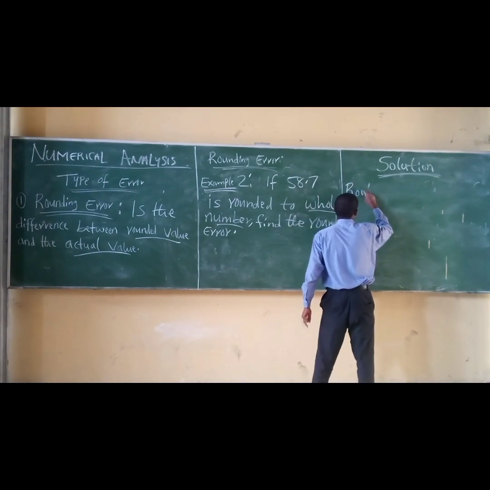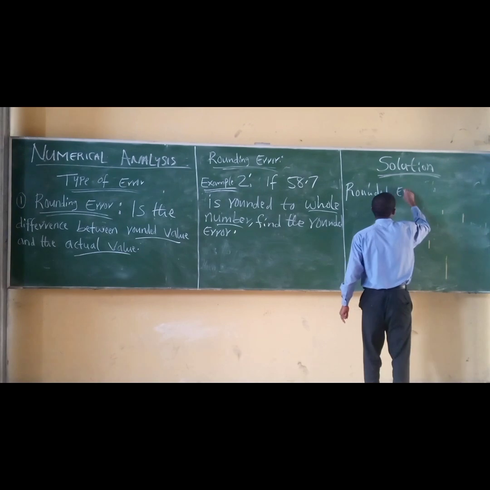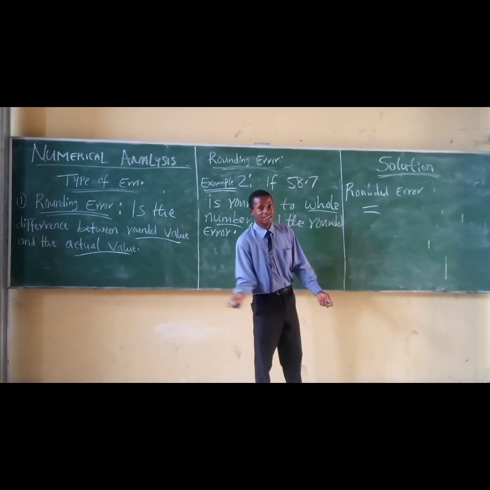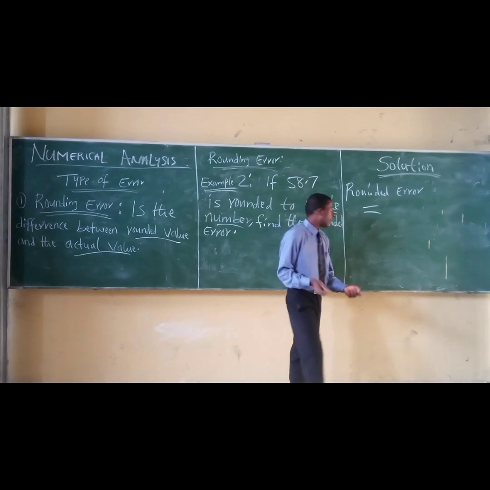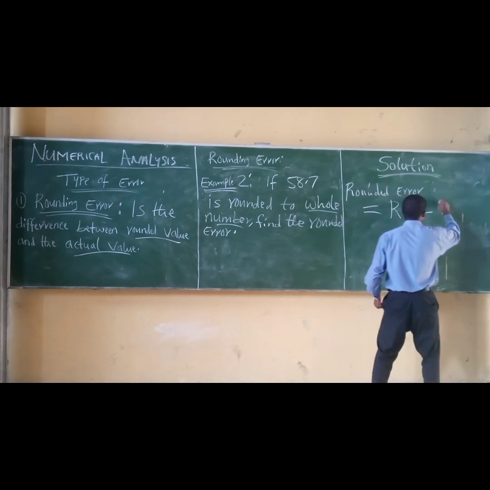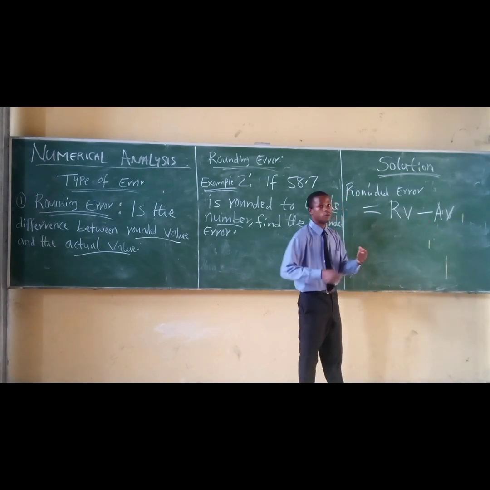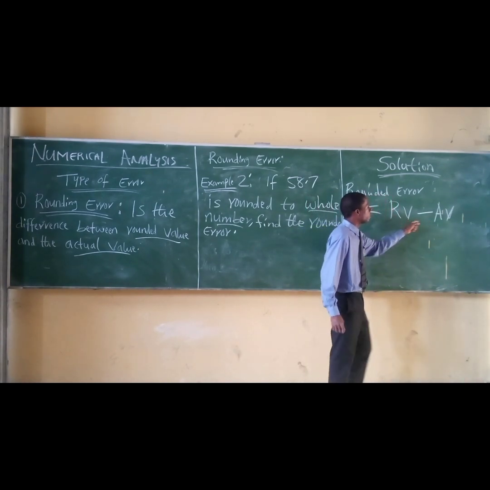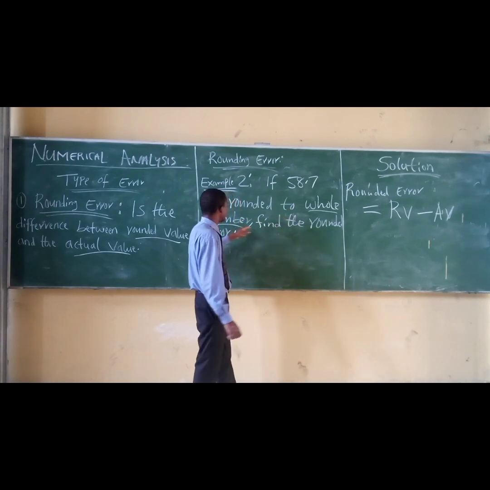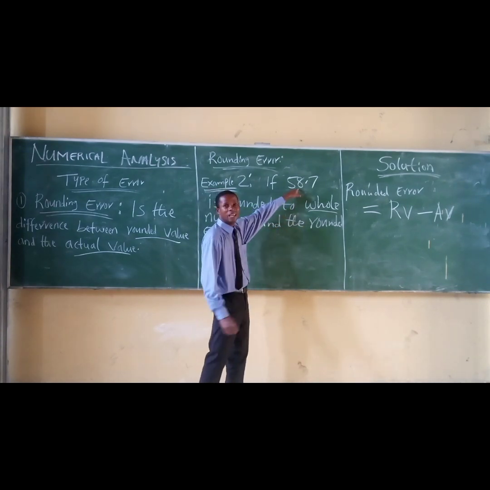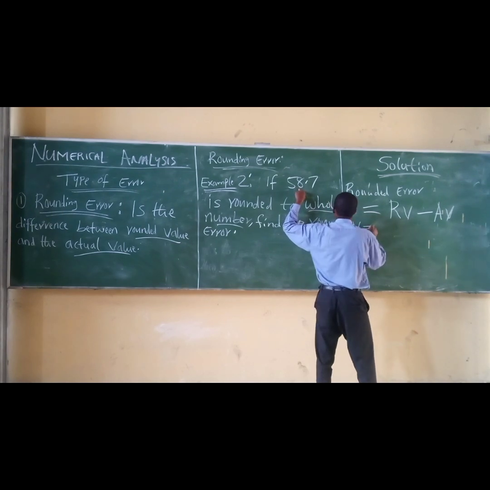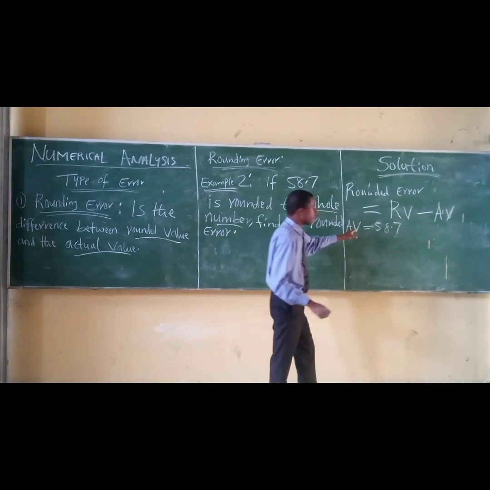Our rounding error is the difference between the rounded value minus the actual value. So this is our rounded value minus our actual value. I'm not using abbreviations just because I want us to take our time. This is our rounded value minus our actual value. On the question, if 58.7 is rounded to the whole number, then 58.7 is our actual value.